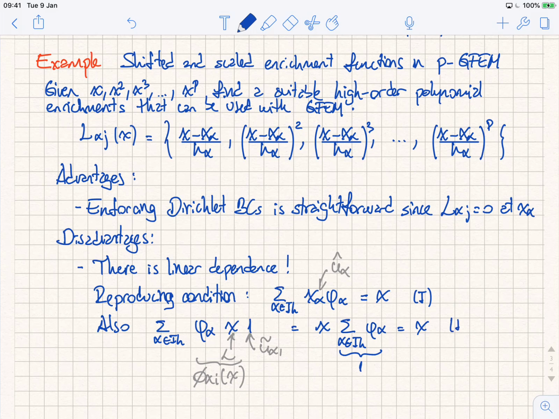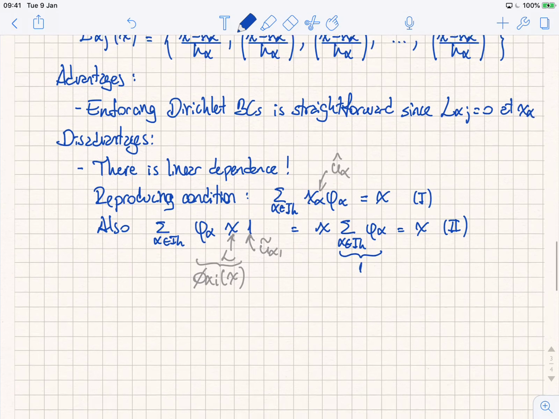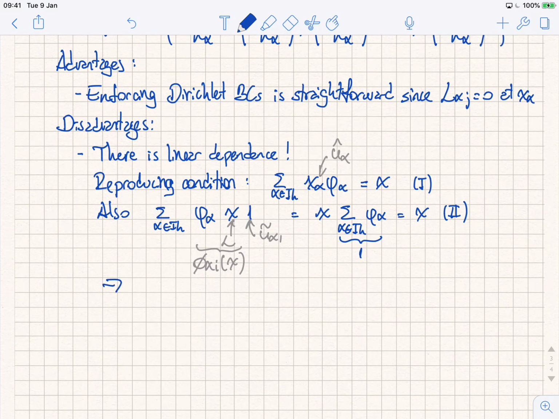So what do we have here? We have that the standard FEM term can reproduce x, and the generalized or enriched term can also reproduce x. So if you take 1 minus 2, that is equal to 0, and it is causing a very big problem. Using a linear enrichment function creates this linear dependency that makes your stiffness matrix singular.